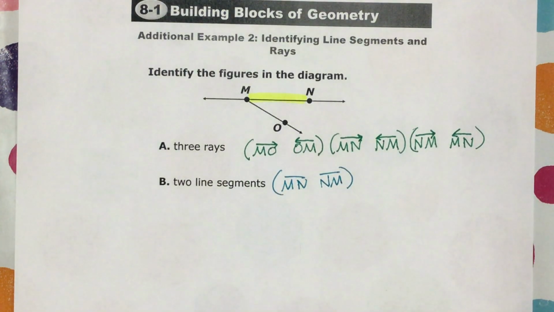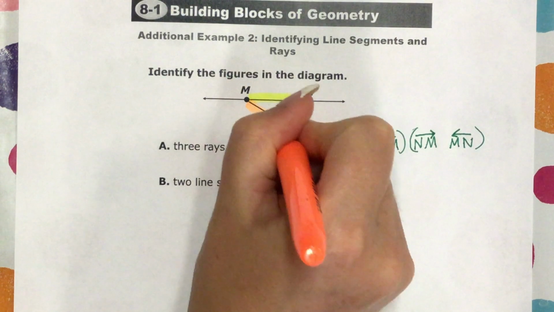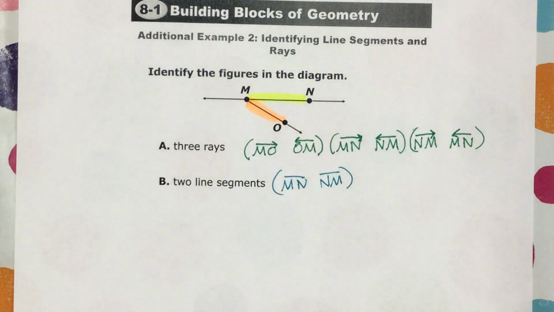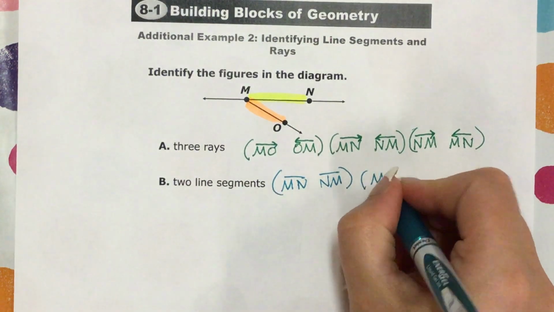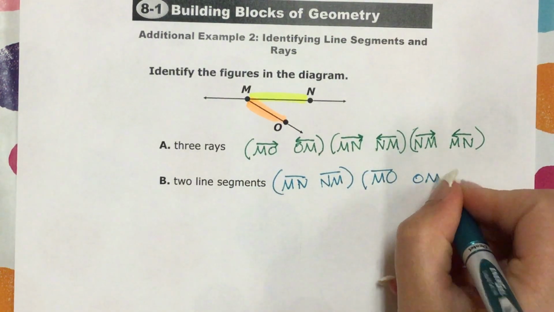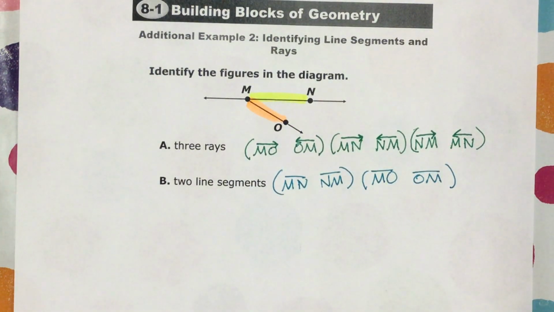The other line segment would be MO. That is a line segment there. So we would just write that as MO with a line segment on top, or we could write it as OM with a line segment on top. Okay, so those are two different examples. I know they wrote them in multiple ways, but I just wanted you to get comfortable with that.